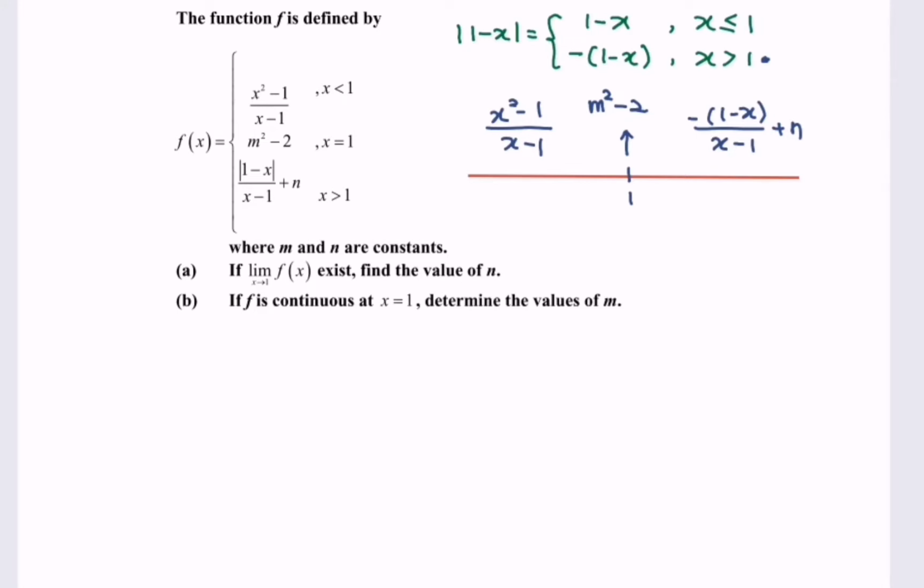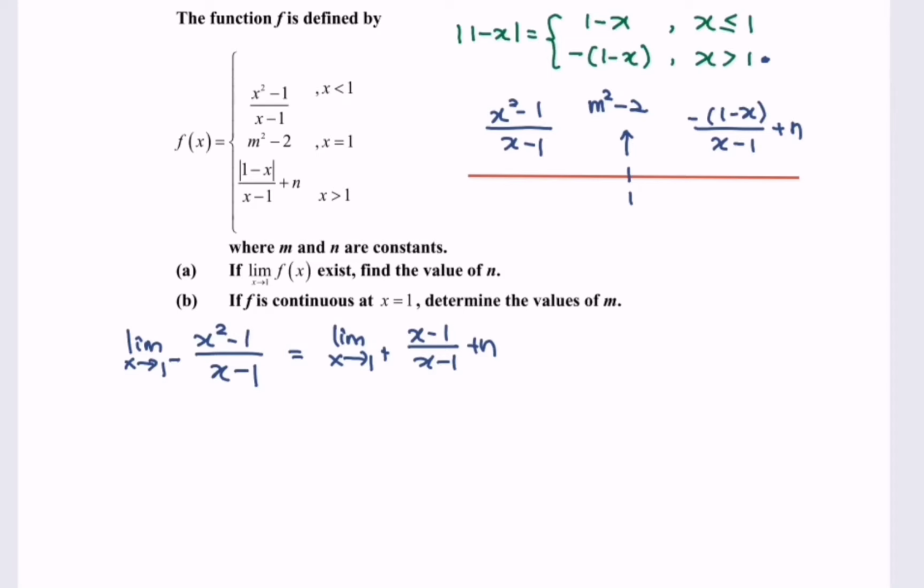A. If the limit as x approaches 1 for the function f exists, find the value of n. When they mention exists, it means that the limit as x approaches 1 from the left, where the function is x squared minus 1 over x minus 1, equals the limit as x approaches 1 from the right, because they said the limit exists. So kindly refer to the number line, and we have the function x minus 1 over x minus 1 plus n. So kindly continue the situation. Focus on the left hand side.